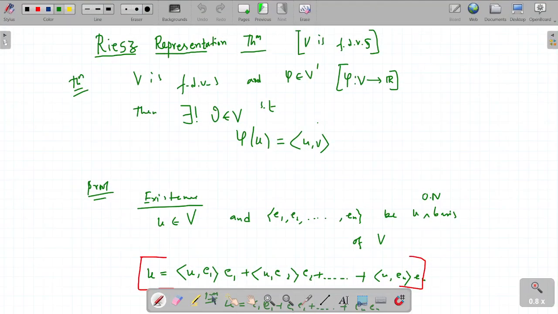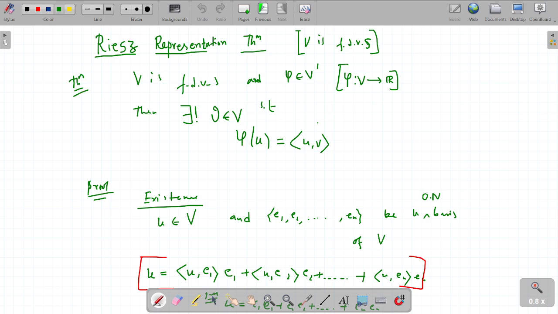Hello. So here is a nice theorem. This is a very important theorem in functional analysis. The theorem is the Riesz Representation Theorem. This theorem will help us to relate any linear functional with the inner product space.